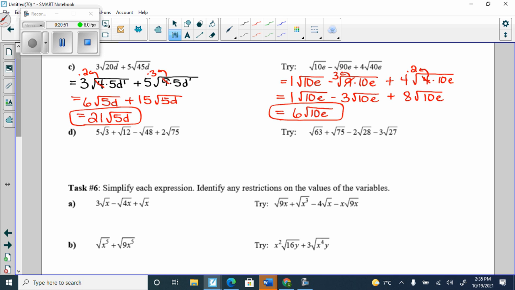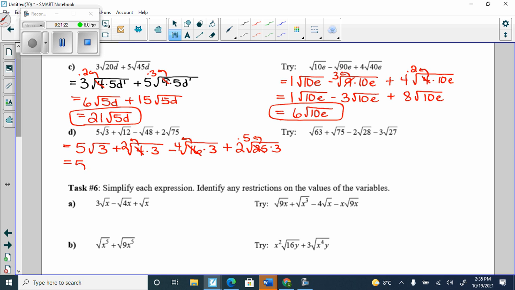D. 5 root 3. Can I do anything to that? No. What about root 12? Yep. What could I break it down into? 4 times 3. The 4 comes out and it's a 2. 48. 16 and 3. 16 comes out and it's a 4. 75. 25 and 3. The 25 comes out and it's a 5.